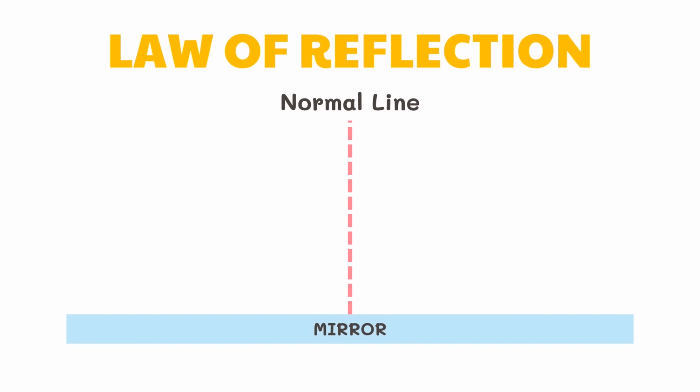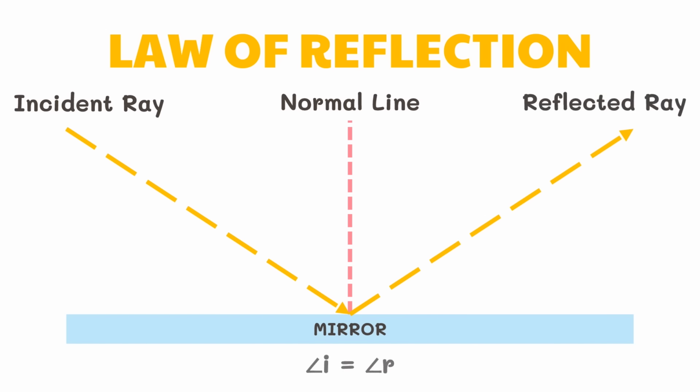The law of reflection states that the angle of incidence is equal to the angle of reflection. The angle of incidence is measured between the normal line and the incident ray, while the angle of reflection is measured between the normal line and the reflected ray.